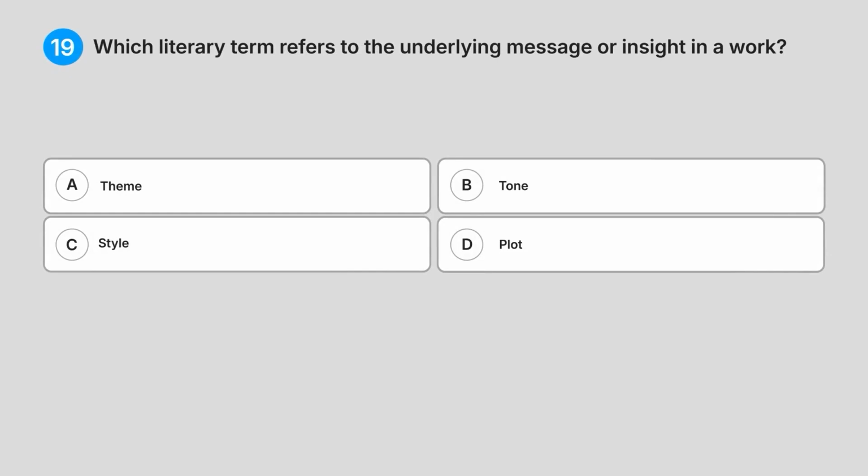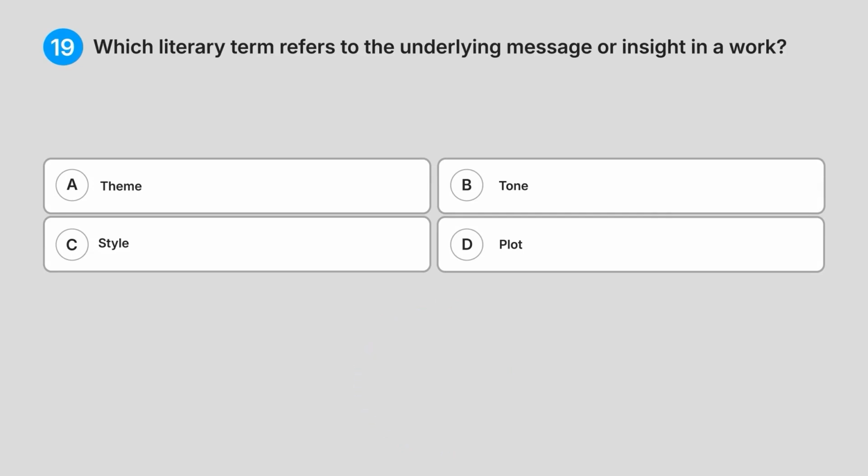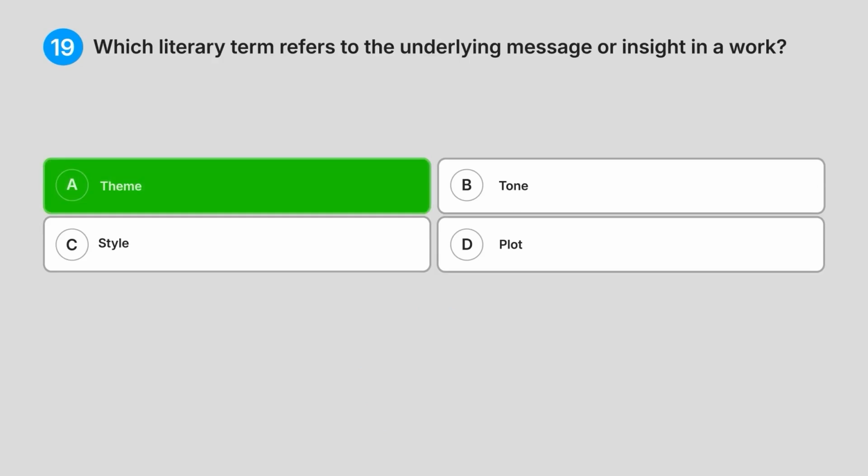19. Which literary term refers to the underlying message or insight in a work? A. Theme. B. Tone. C. Style. D. Plot. What do you think is the answer? Correct answer, A. Theme.